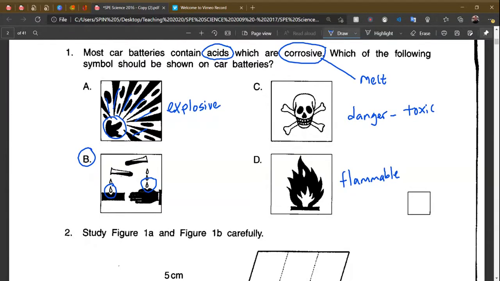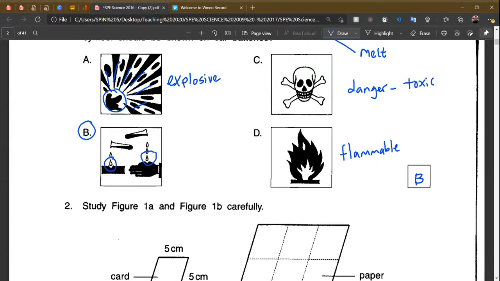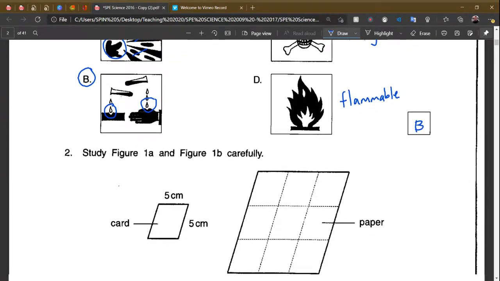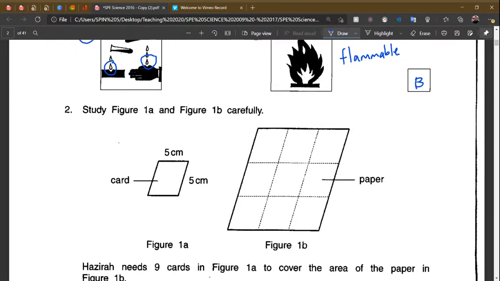Number 2, okay, don't forget to write down your answer. Number 2, study figure 1A and figure 1B carefully. So that's a paper and then you have a card here. The very first thing you should do is find the area for this one card. So area for one card is 5 times 5, which is equal to 25 cm times cm is equal to cm square. Don't forget.